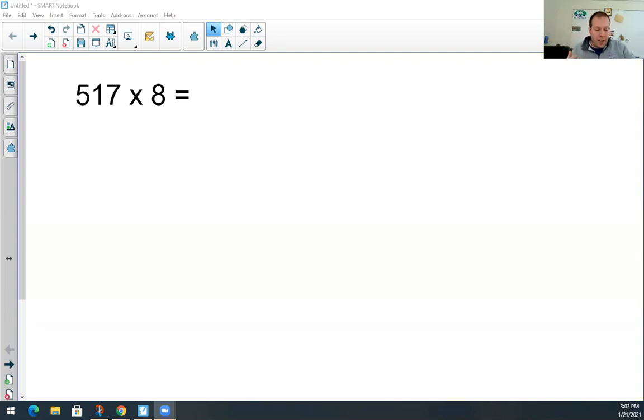If you ever want to check your work after doing some partial products or area model or lattice or traditional and want to check your work to make sure it's correct, you could use a calculator, but never on the initial aspect of trying to understand the basic facts. Always try to work those out. Okay, so we're going to start with 517 times 8.